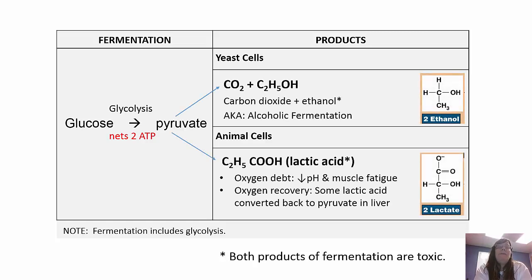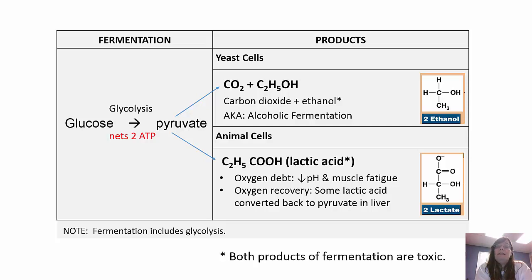So with fermentation, you still have glycolysis happening, so glucose goes to pyruvate and gives you 2 ATP. But then if oxygen is not present, we will either have alcoholic fermentation or lactic acid fermentation. In yeast cells, they go through what's called alcoholic fermentation. So carbon dioxide plus ethanol. Again, yeast cells can be used to brew beer and bread and all sorts of things. But this is what they do if they do not have oxygen present.